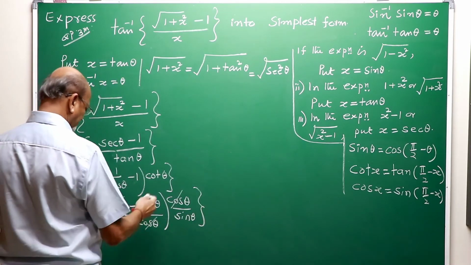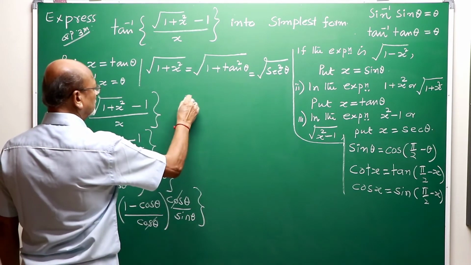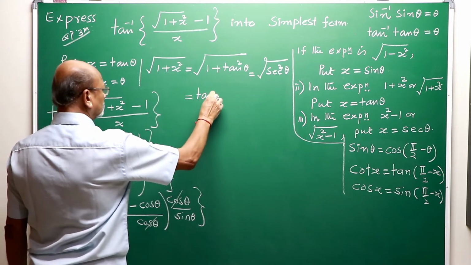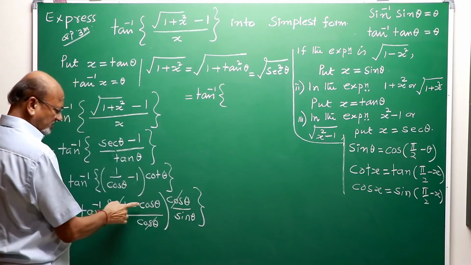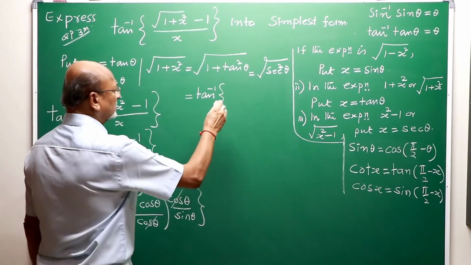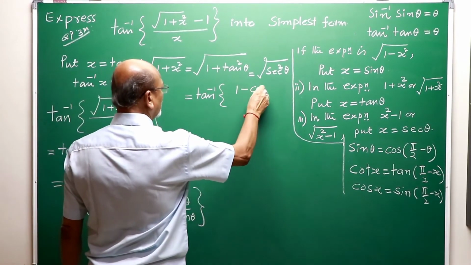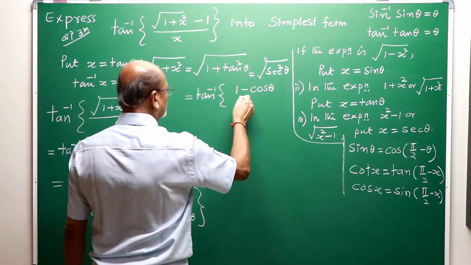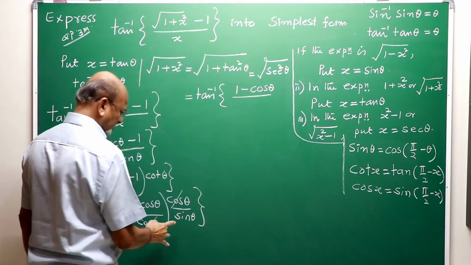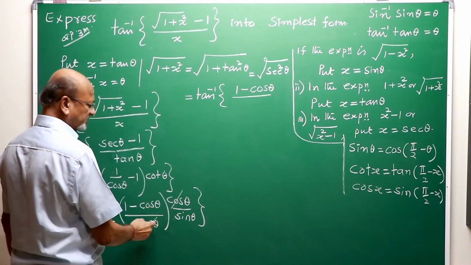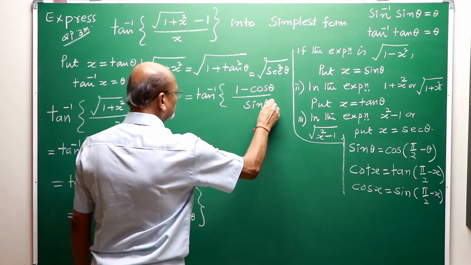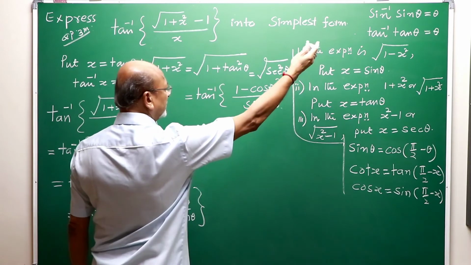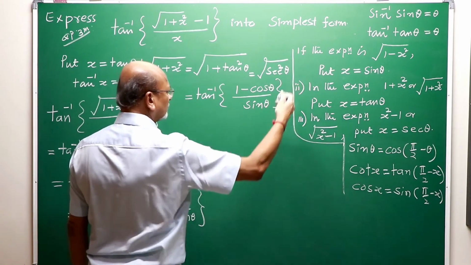I write here, equal to tan inverse. What is the numerator? 1 minus cos theta. Numerator is 1 minus cos theta. In the denominator you have only sin theta because cos is cancelled. Sin theta. Once again, my friends, I have written the formula there.